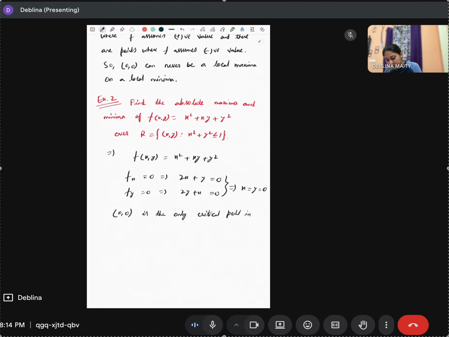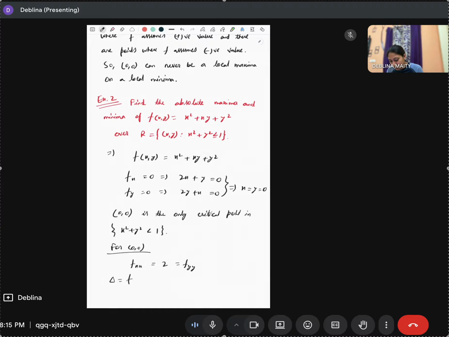Points in x square plus y square less than 1, right? In the open unit disk, it is the only critical point. So for (0, 0), what is fxx? fxx is 2, right? And fyy is also 2.